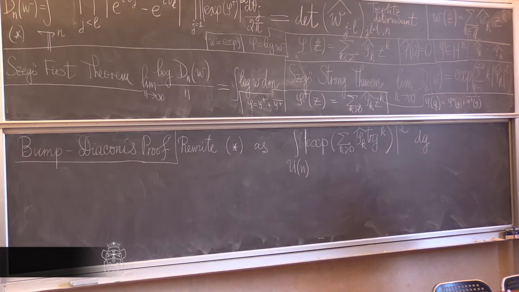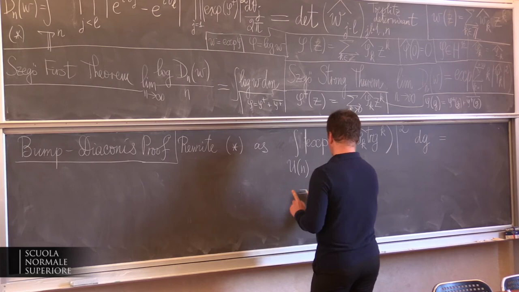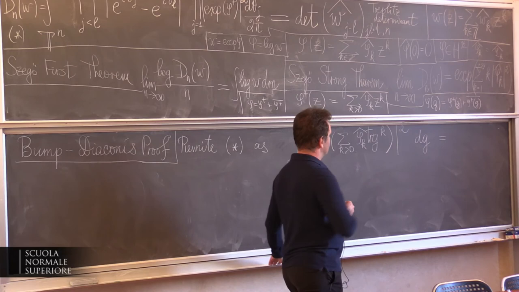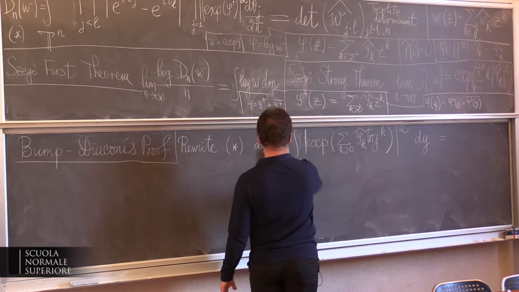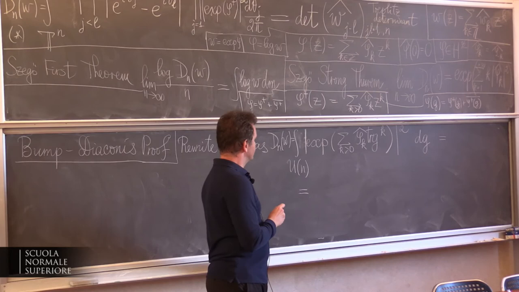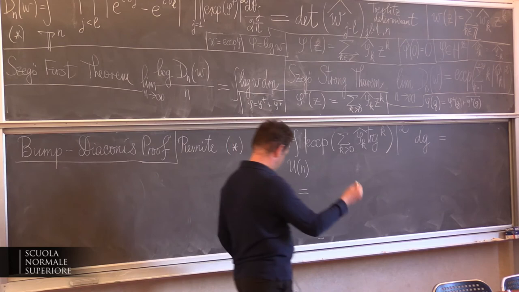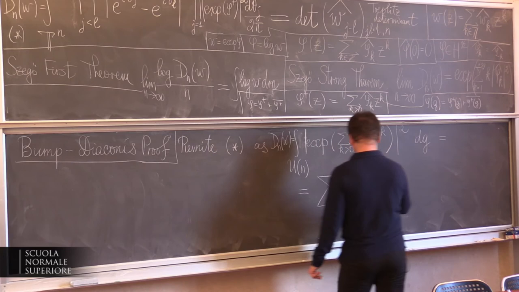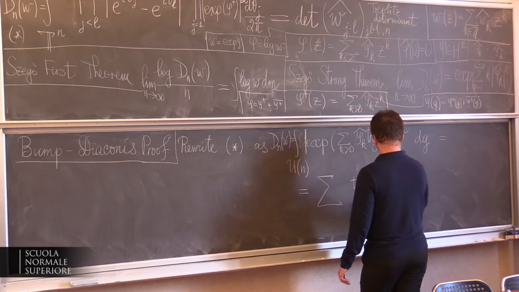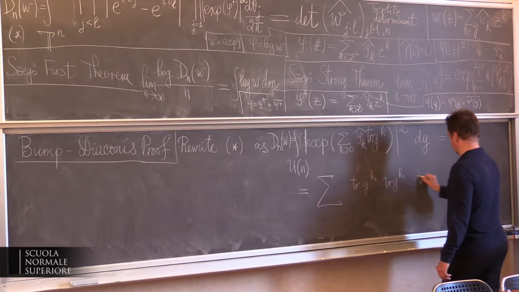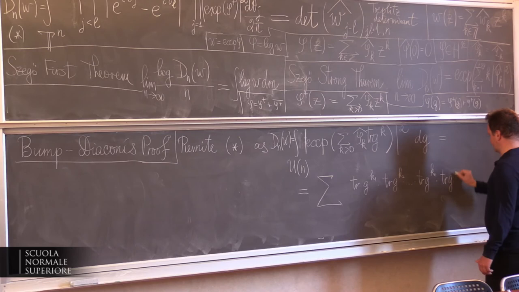So the main idea of Bump-Diaconis is a very beautiful probabilistic idea. So in fact, this is just, well, this should be the n. Yes. Okay. So this is the sum of, well, I write it all out, traces of g to the k1, g to the k2, g to the kn, then trace of g to the l1, trace of g to the ln conjugated, over the corresponding factorials.